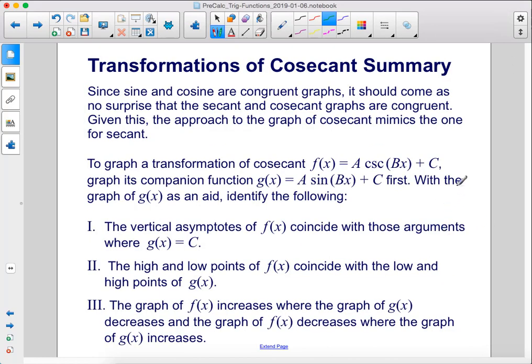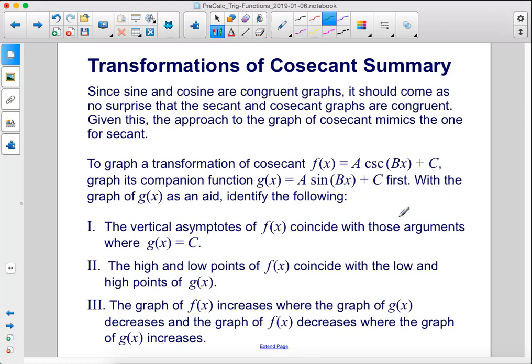Since sine and cosine are congruent graphs, it should come as no surprise that the secant and cosecant graphs are congruent. Given this, the approach to the graph of cosecant mimics the one for secant. To graph a transformation of cosecant, f of x equals a cosecant of bx plus c, graph its companion function g of x equals a sine of bx plus c first.